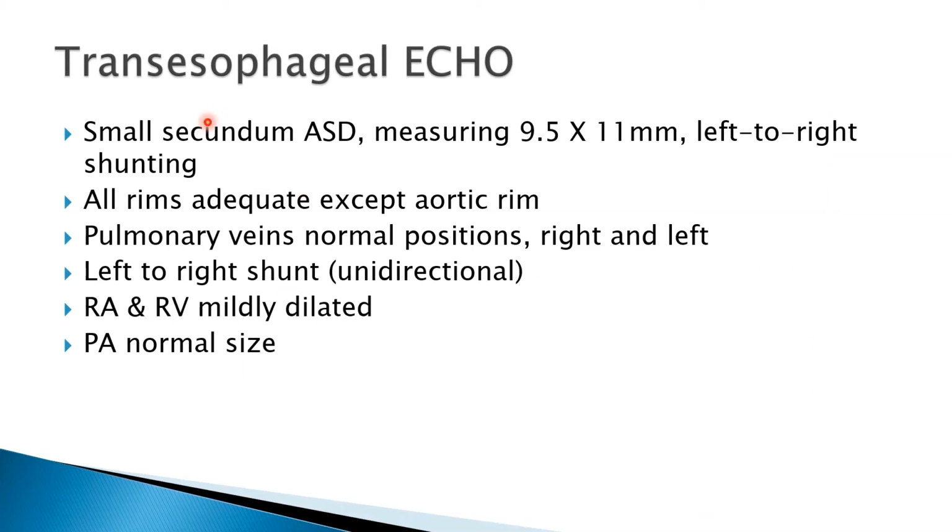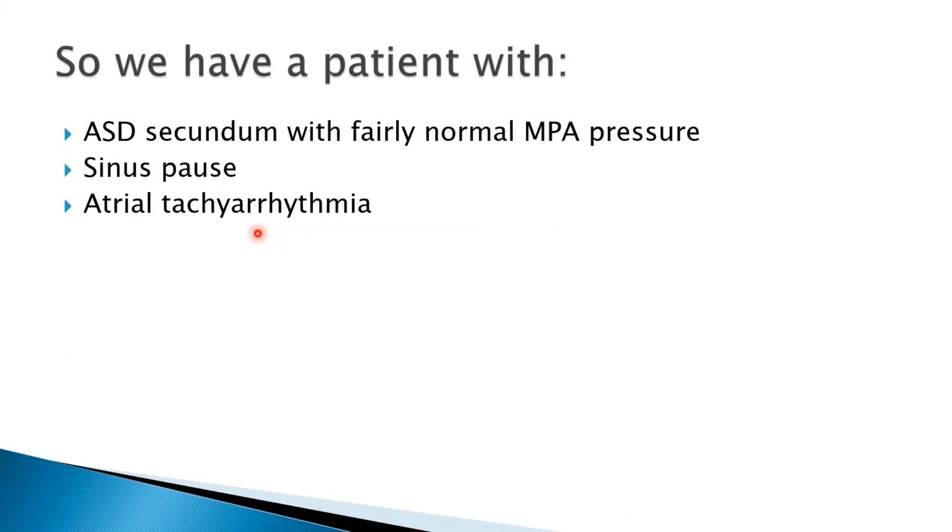Transesophageal echo was done showing a small secundum ASD, something that you can probably close percutaneously because the rims are fairly adequate. You do not really need an aortic rim for a percutaneous ASD closure. And of course, the patient still has a left to right shunt. RA and RV are mildly dilated, but these are patients in whom you want to intervene at this point of time, not when they set into pulmonary hypertension. So to sum it up, this is a patient with atrial tachyarrhythmia with Brady issues, at the same time structural in terms of ASD secundum, with a fairly normal mean pulmonary arterial pressure.